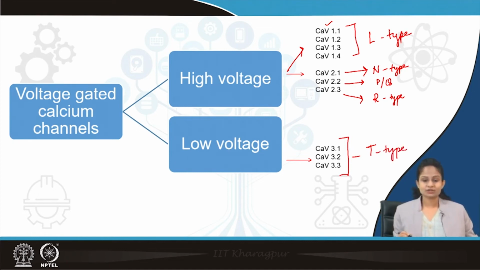The name suggests, T means transient calcium channels, transient. So L is long acting and T is for short acting or transient opening of the channels. So low voltage is T type, the other two categories are high voltage which consist of 1.1 to 1.4 L type and 2.1, 2.2 and 2.3.